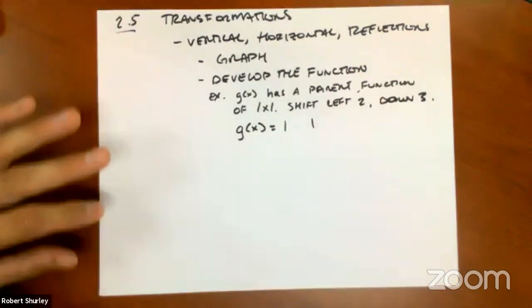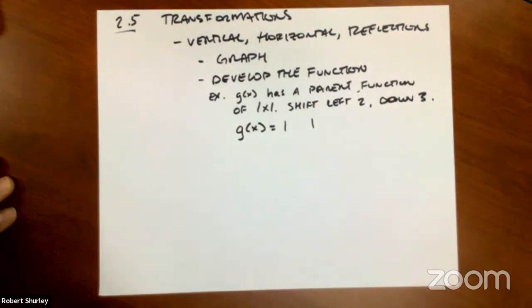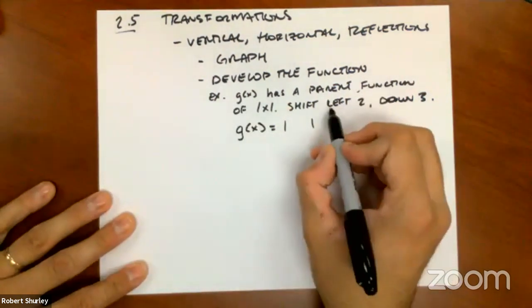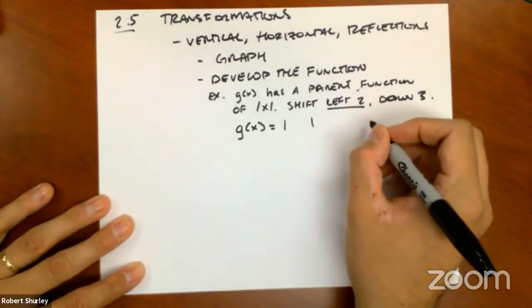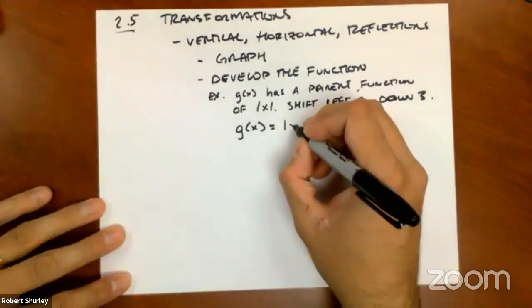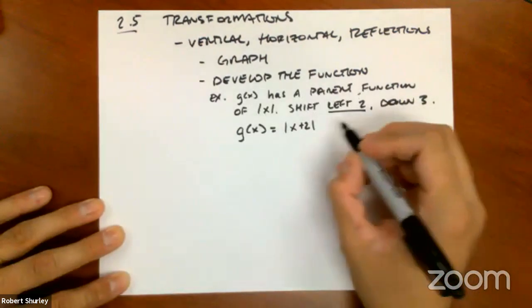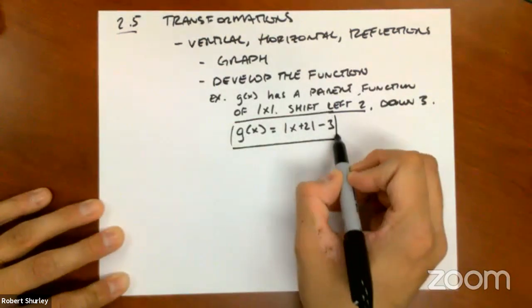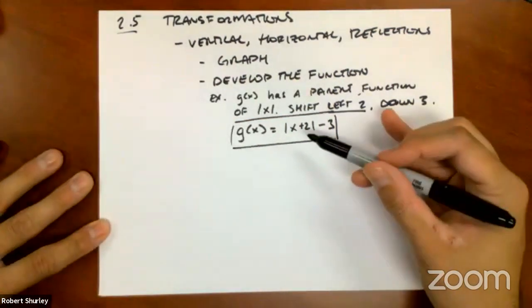Well, we know it's absolute value. So we know we've got something going on the inside of the absolute value and on the outside of the absolute value. Okay. So if we shift to the left, remember horizontal transformations are inside the function, and to the left was the opposite. So it's going to be x plus 2. Okay. And then down 3 just means minus 3 on the outside. So that is a good example. And this will be our function.